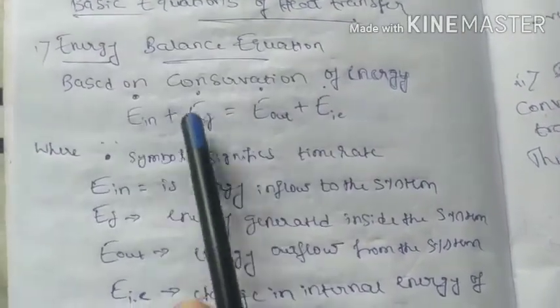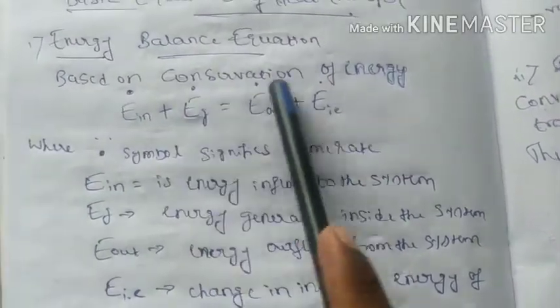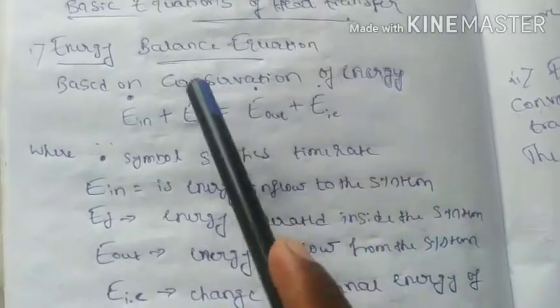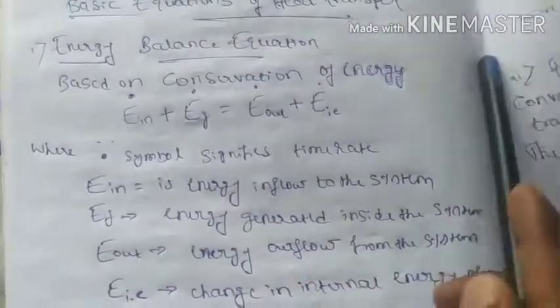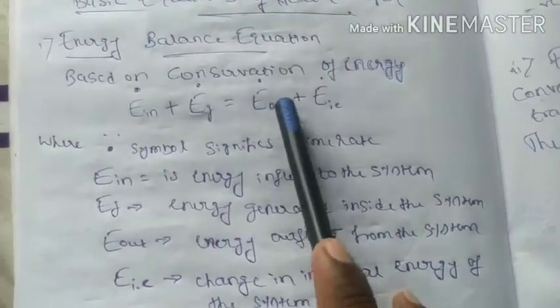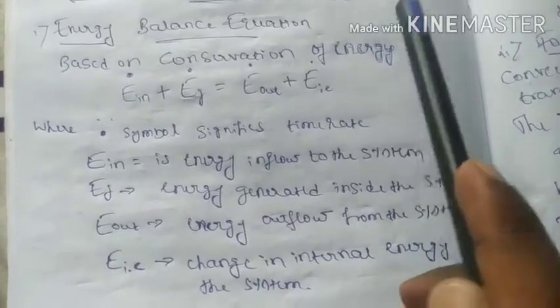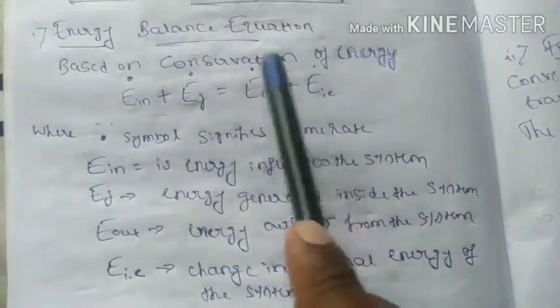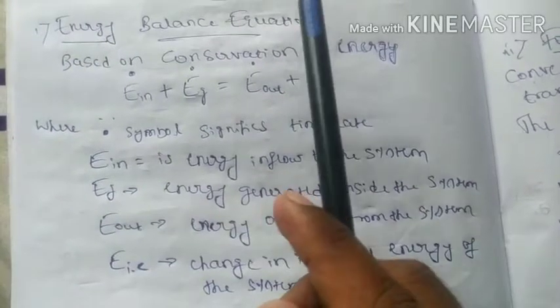So that is also like an input. How much energy is transferred into the system plus how much energy is converted inside, that is also like an input. Therefore this is equal to the outflow. Outflow is how much energy is going out from the system, as well as the change in internal energy. Due to the energy transfer and the energy generated, there is a change in internal energy in the system.